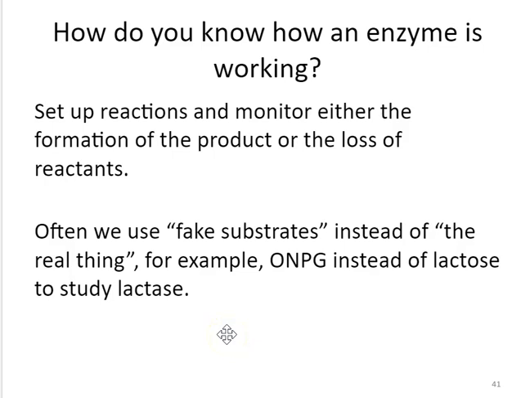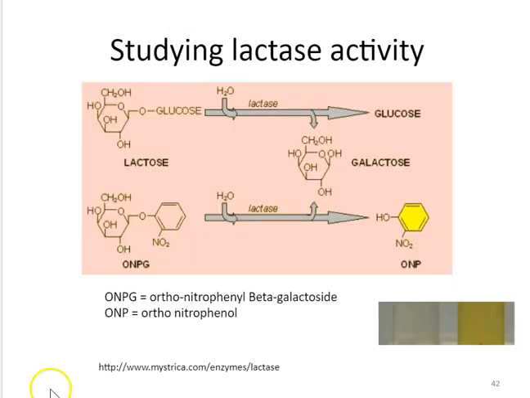Another way to approach this is to use not the natural reactants and not monitor for the natural products, but what are called fake substrates. So we're going to do that in a lab that we're going to conduct in class as part of class activities. We're going to study the enzyme lactase, and instead of using the sugar lactose, which is the natural substrate for this enzyme, we're going to use the chemical ONPG.